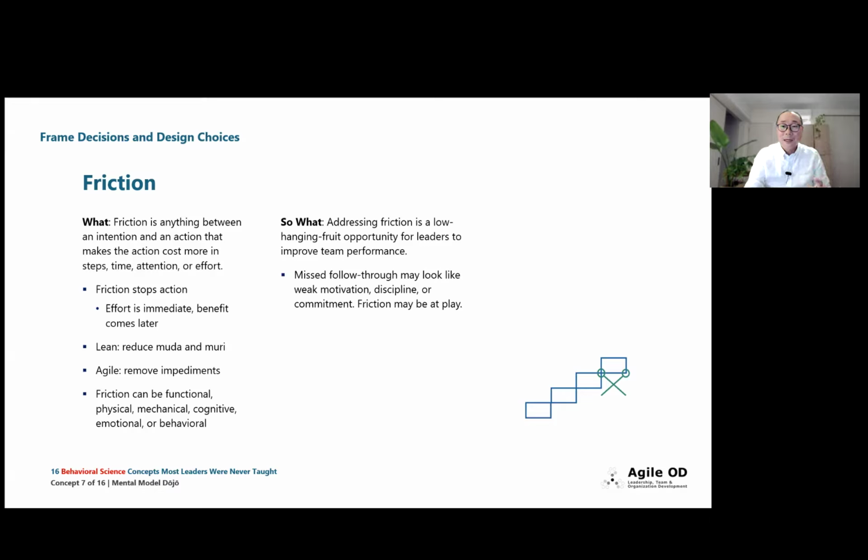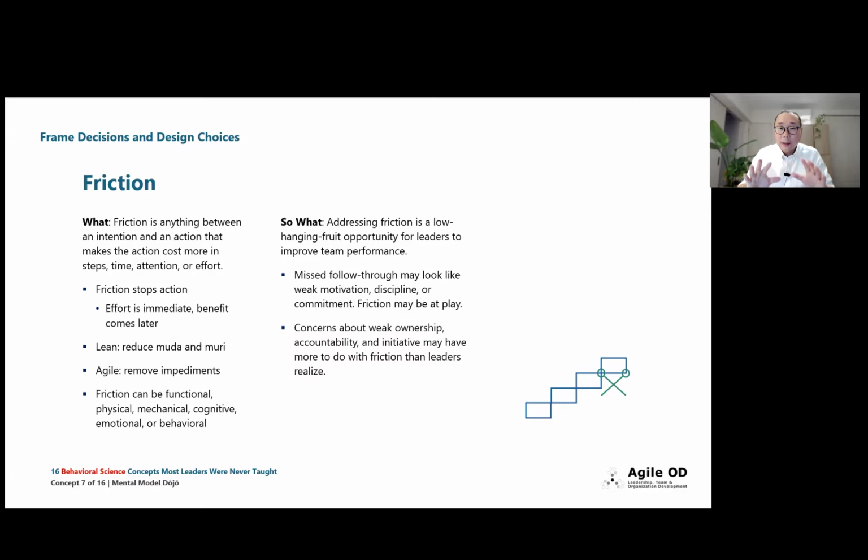When a team member repeatedly fails to follow through, we tend to make a character judgment and conclude that they lack motivation, discipline, or commitment. Remember the fundamental attribution error from last session? Sometimes that is right, but before judging the person, look at the path they are being asked to take. Friction may be at play. Concerns about weak ownership, accountability, and initiative may have more to do with friction than you realize.